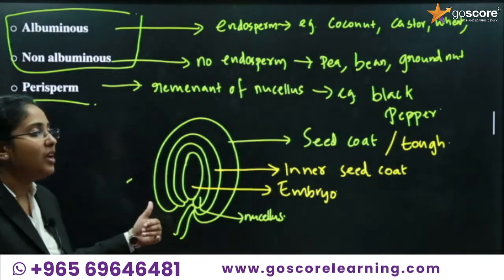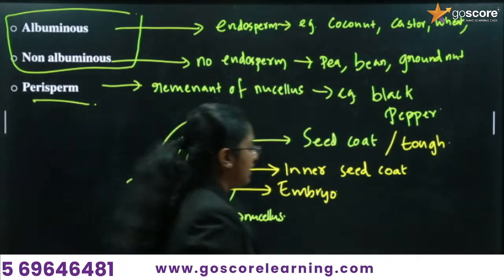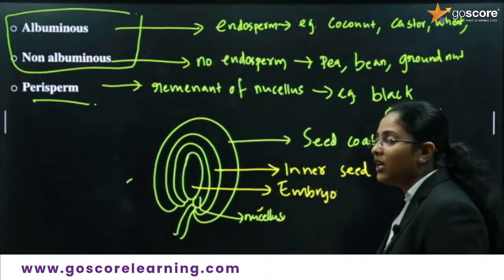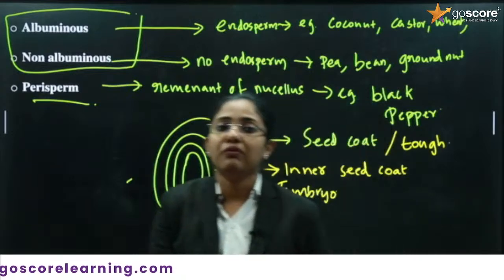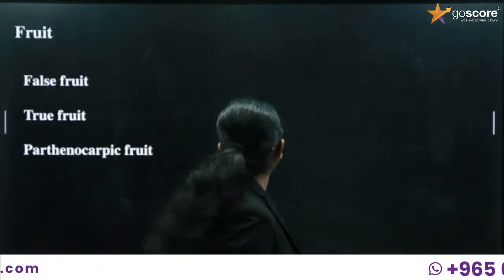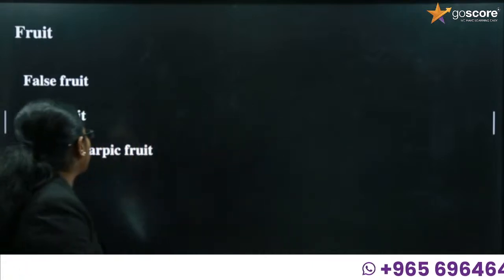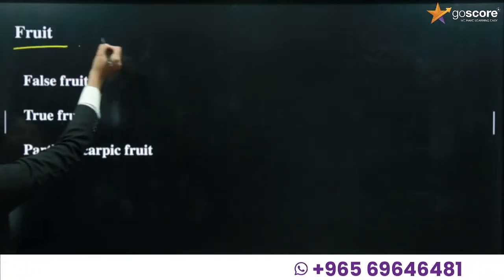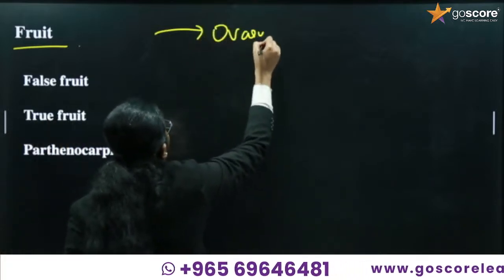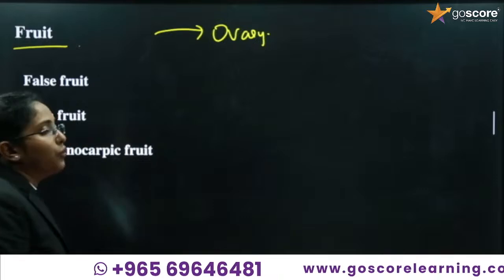Now my question, where is this ovule present? This ovule is present inside the ovary, the swollen base known as ovary, right? So what happens to the ovary after fertilization? Ovary will be turned into a fruit. So what is a fruit? Actually, ovary is transformed into fruit.